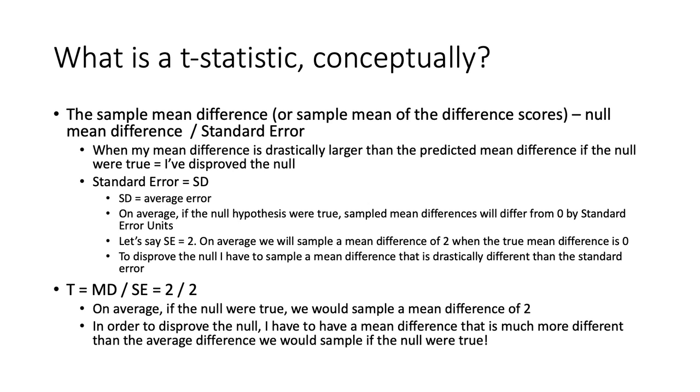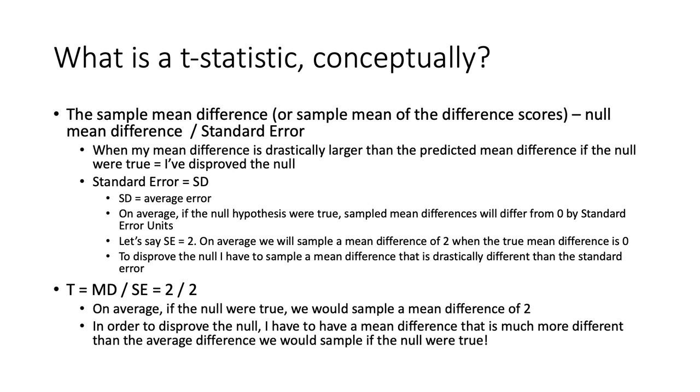So we already know that if we sampled a large mean difference, we're getting closer to disproving the null, but we don't know on average what mean difference we would sample if the null were true. Well, that's where standard error comes in. Standard error is a standard deviation. Standard deviation is average error. And this specific standard deviation is telling us, on average, if the null hypothesis were true, sampled mean differences will differ from 0 by whatever our standard error is.